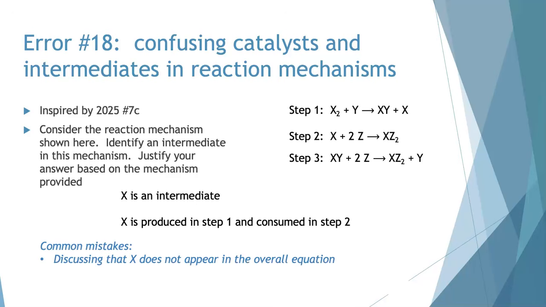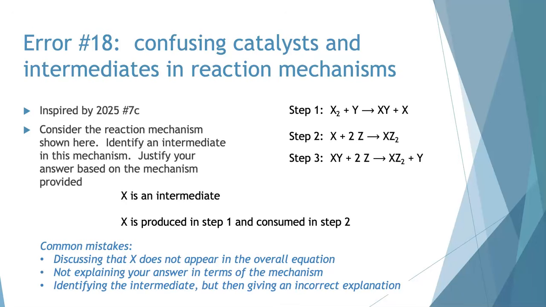So common mistakes would be discussing that X doesn't appear in the overall equation. Again, just like with catalysts, that doesn't tell us it's an intermediate. You're not explaining your answer in terms of the mechanism. You're not telling us what's happening in step 1 and what's happening in step 2, or whatever steps are relevant for the intermediate you chose, since there's more than one. Another mistake is identifying the intermediate, but then explaining why it's an intermediate and doing that incorrectly. So you want to not do that.